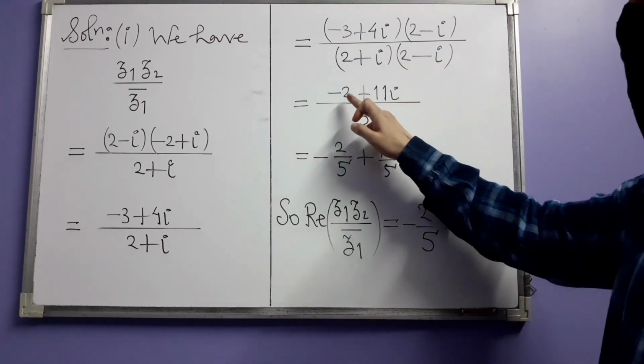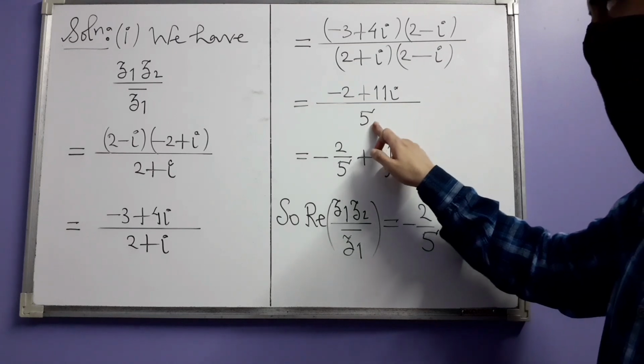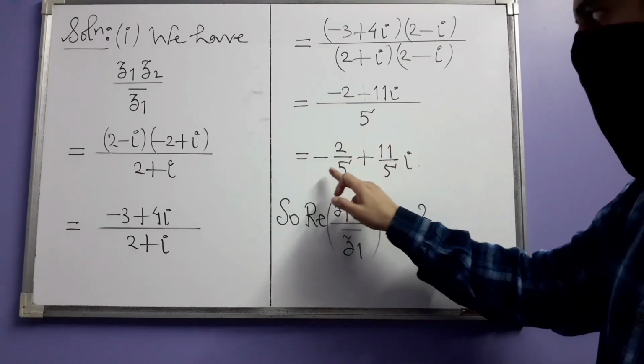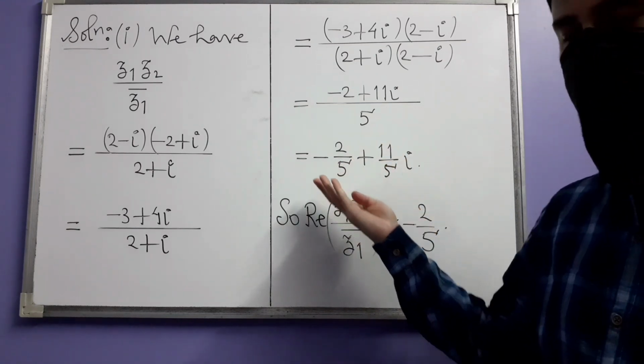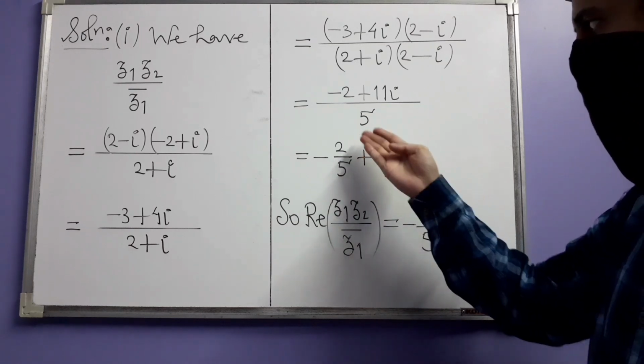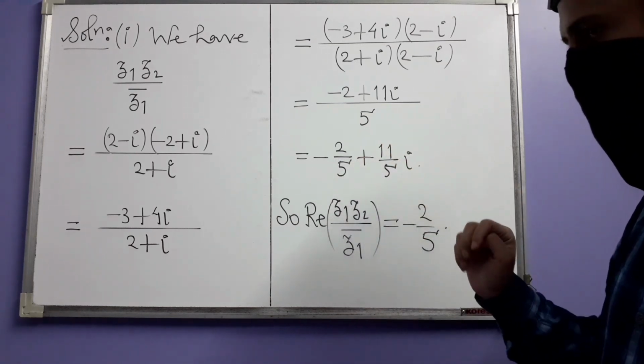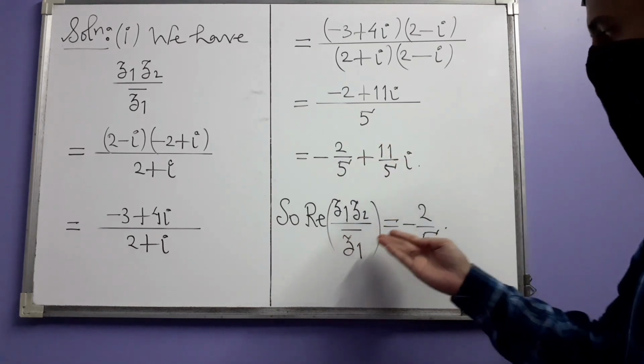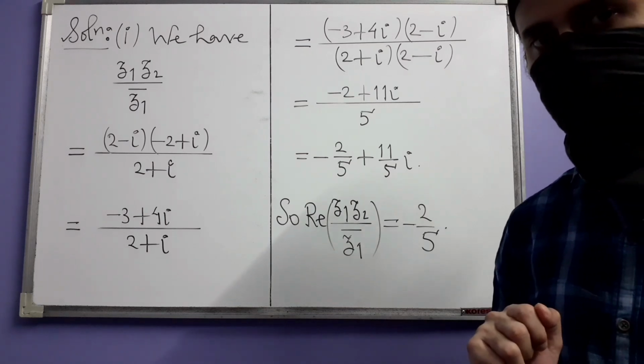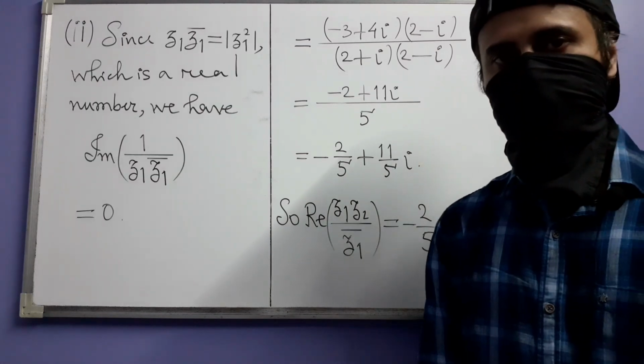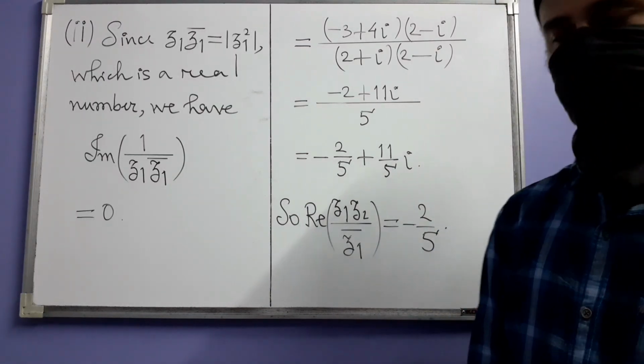And that gets us minus 2 plus 11i divided by 5. So which when you express in the standard form, you get this: minus 2 over 5 plus 11 divided by 5 times i. So that means the real part is minus 2 divided by 5. The second part is really nice.